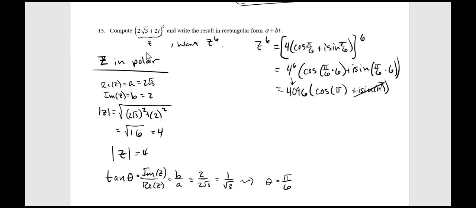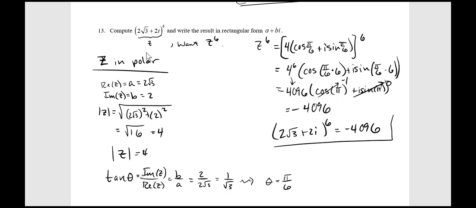Sine of pi is 0, so this imaginary part is falling out completely. Cosine of pi is -1, so our answer is -4096. 2 root 3 plus 2i, something involving complex numbers, when raised to a power, becomes purely real. Kind of a strange idea.